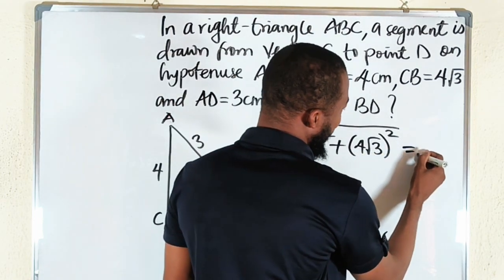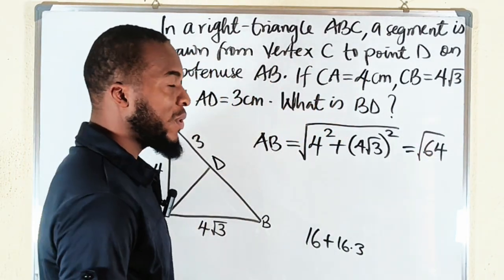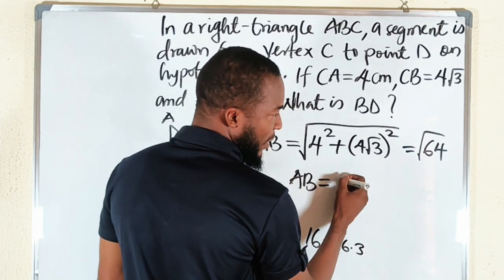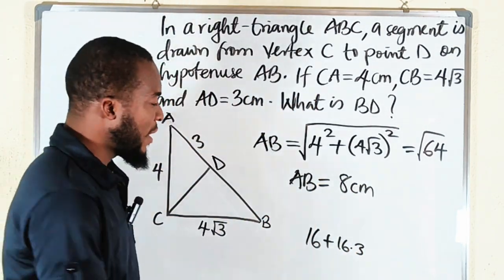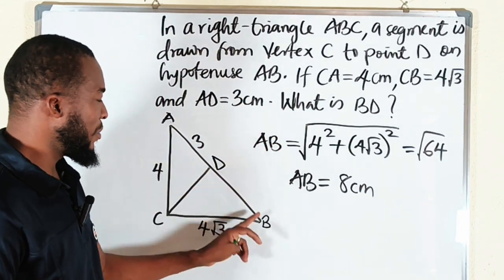So the whole of this is the square root of 64, and the square root of 64 is 8. Therefore, AB is 8 cm. The whole of the hypotenuse is 8 cm. But what are we looking for? We are looking for the length BD.